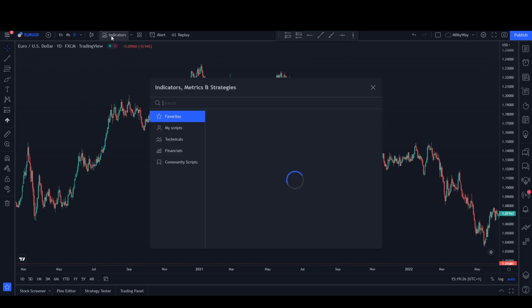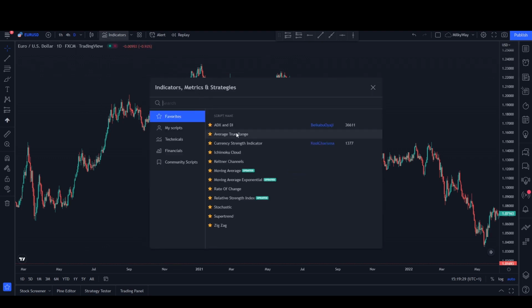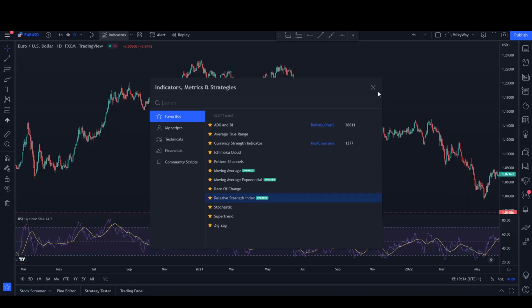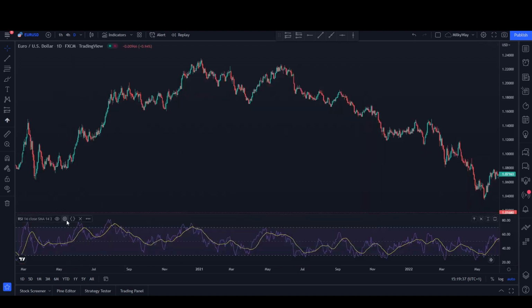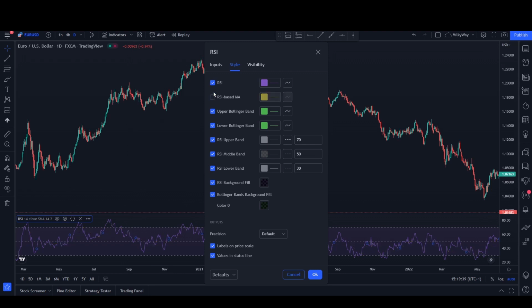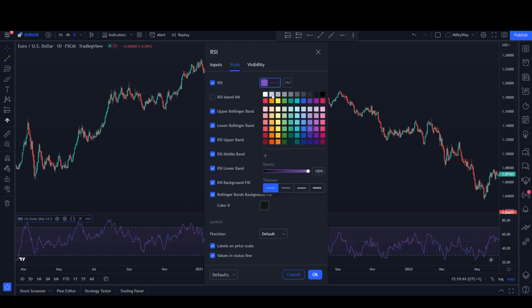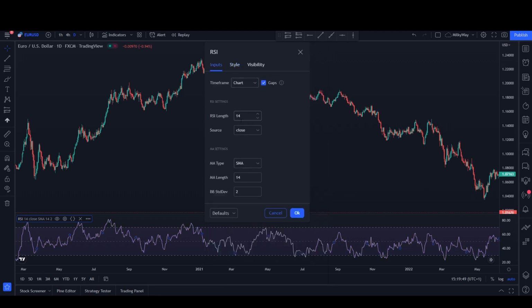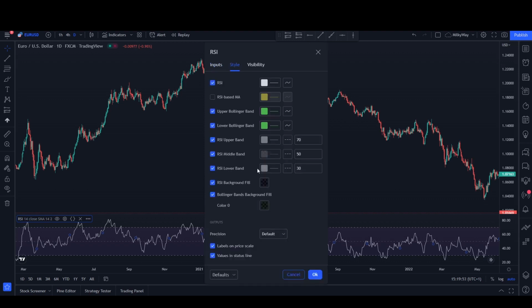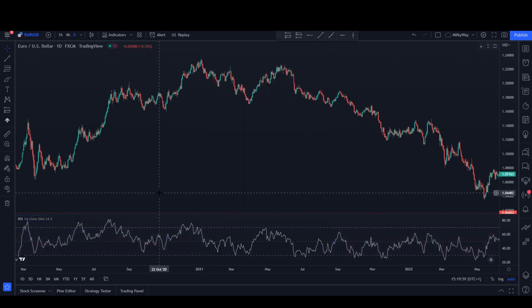We're going to go ahead and add the indicator. There's the relative strength index. I've got it saved right here, the default indicator. We're going to change the settings, just the visual settings, because we are using the default settings, which is 14. I'm just going to change this color to light gray, and then leave the settings as they are. I'm going to remove the background fill, and there you go.